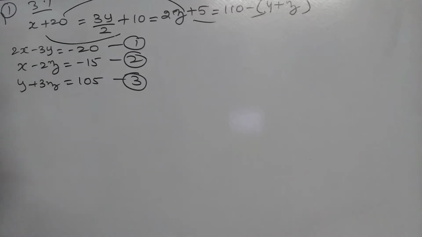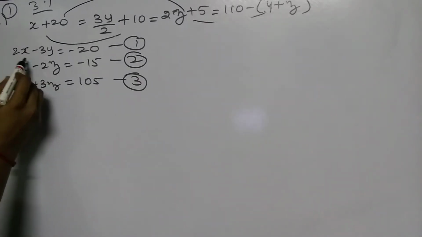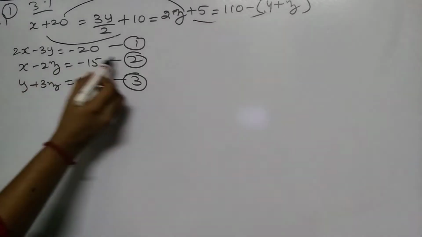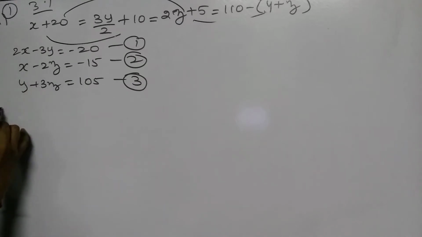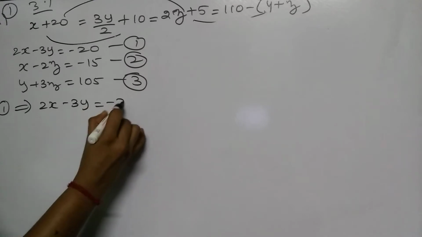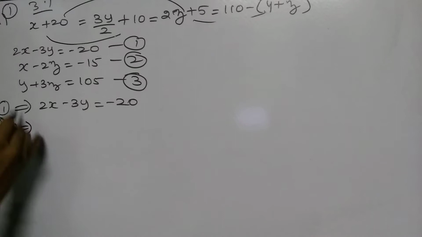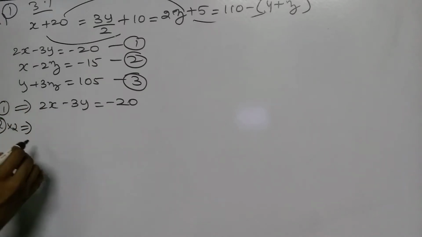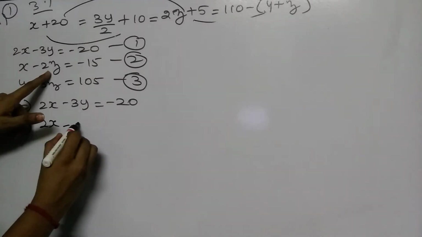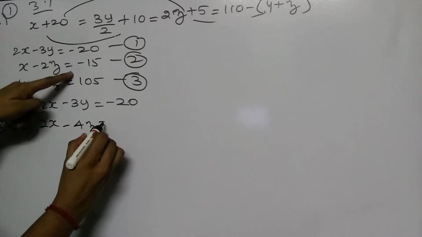Is it easy to solve? Now comparing 1 and 2. Here x is the same, only that 2 is missing, so multiply the second equation by 2. So write the first equation as it is: 2x minus 3y is equal to minus 20. Write as it is. Second equation, multiply by 2 so that the x becomes 2 and you can simplify it. So x multiplied by 2, again z, 2 into 2, 4z is equal to minus 15 into 2.